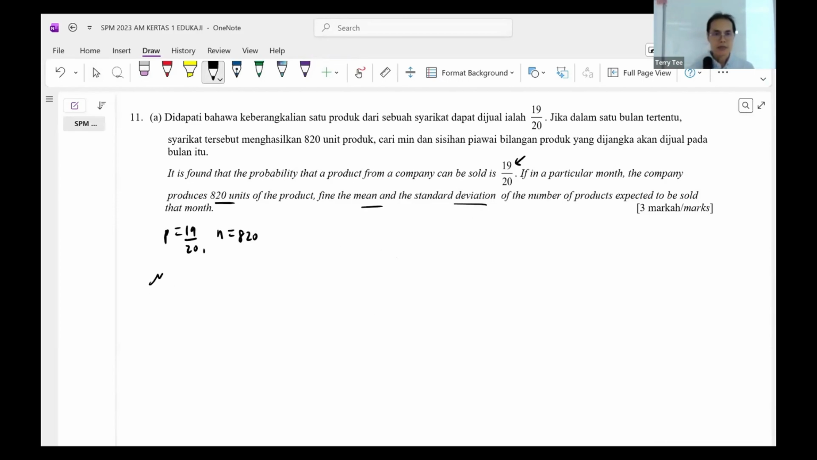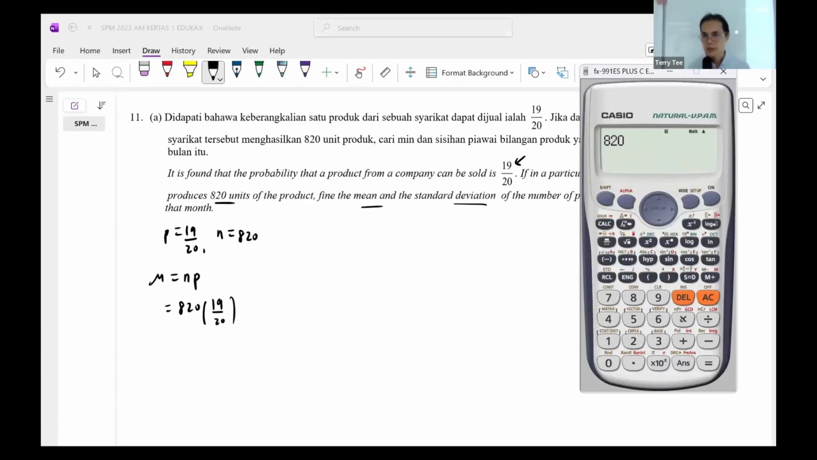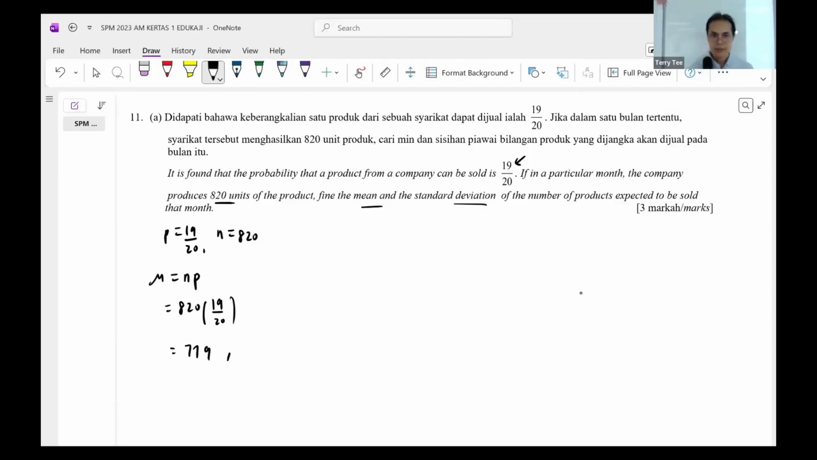Okay, mean is given by np. Mean is mu, the symbol is mu. Your n is 820, your p is 19/20. Okay, so let's use our calculator. 820 times 19/20 gives us 779.